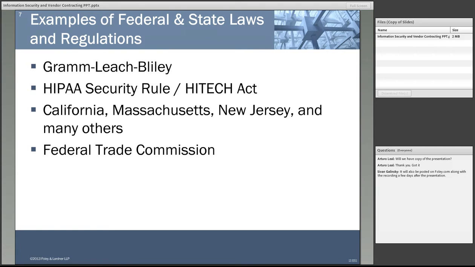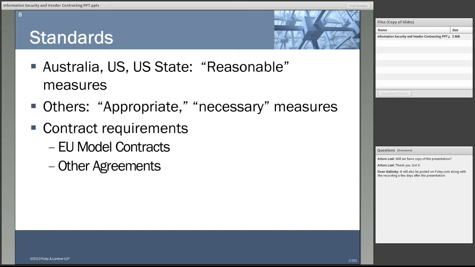There are, however, relatively common standards, and we'll talk about that on the next slide, where we'll look at areas like Australia, the United States, which require that a company act reasonably in addressing information security. In other jurisdictions, it might be worded in terms of taking appropriate action or necessary action. And so we have these sort of standards that are applied by various laws and regulations.